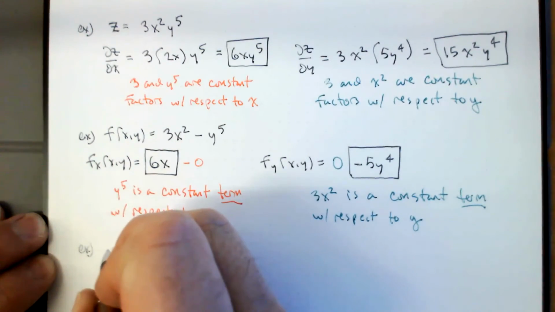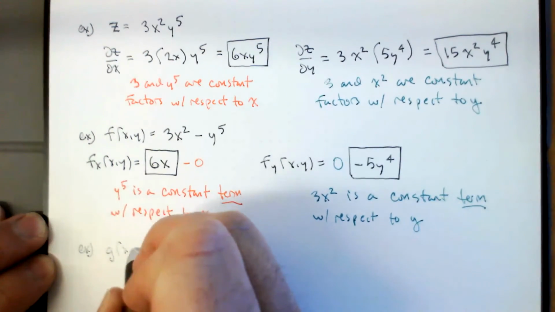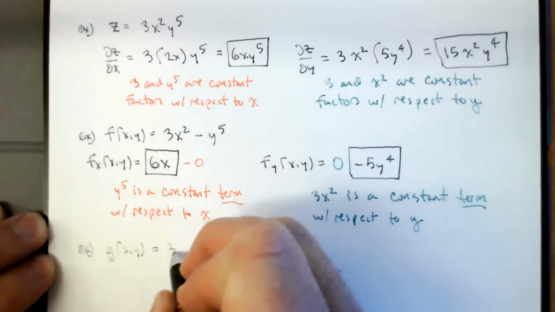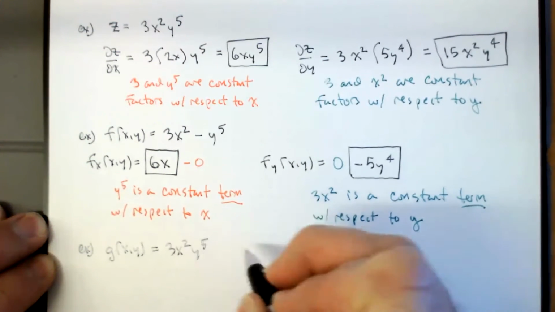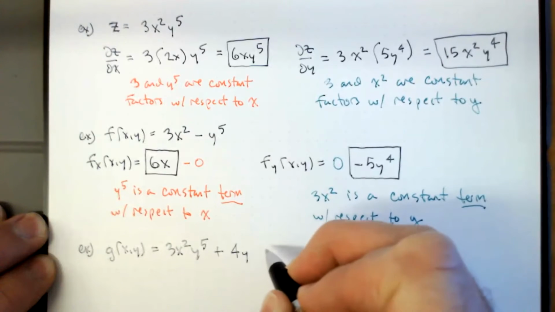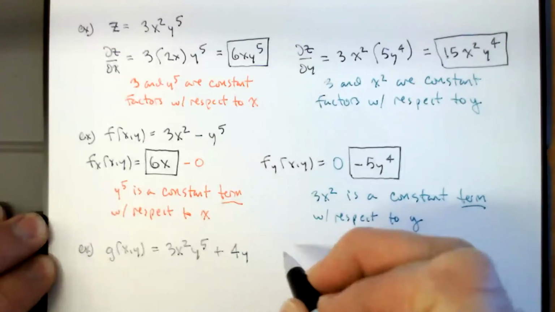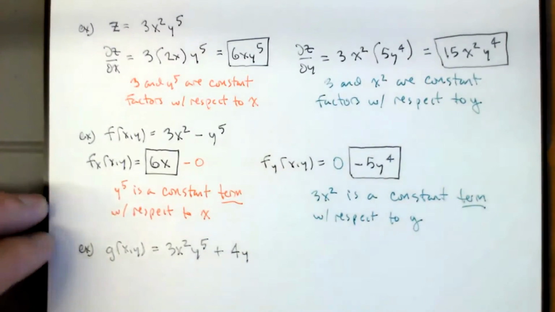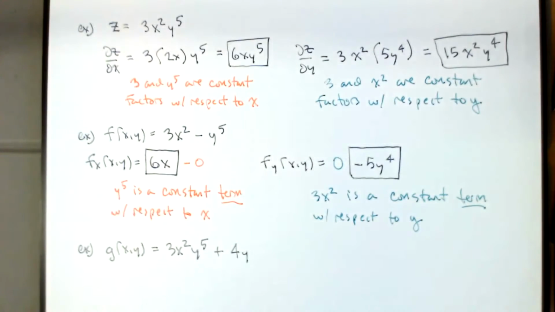if we had g of x, y is 3x squared y to the fifth plus 4y. We'll just do 4y. I asked myself, come up with an integer, and I couldn't come up with one. I'll leave it at 1. So our read on this problem is going to go a term at a time.